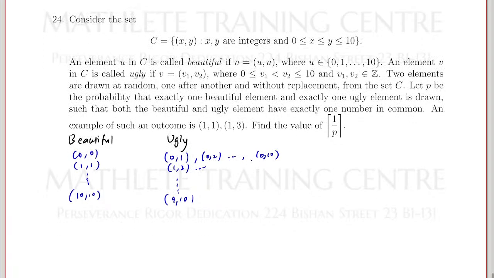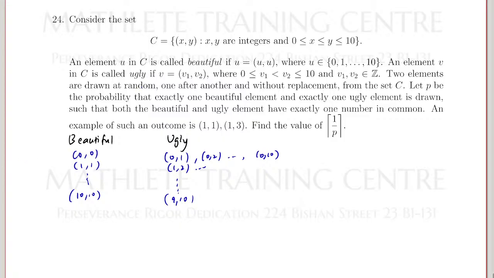Now, what is the probability that when I choose two numbers, I have one beautiful and one ugly, but also one number in common? An example of one of these outcomes is 1,1 and 1,3. Here's the idea. No matter what ugly number x,y you choose, there are only two ways to match the beautiful number. It's either xx or yy. So we just need to consider this case.